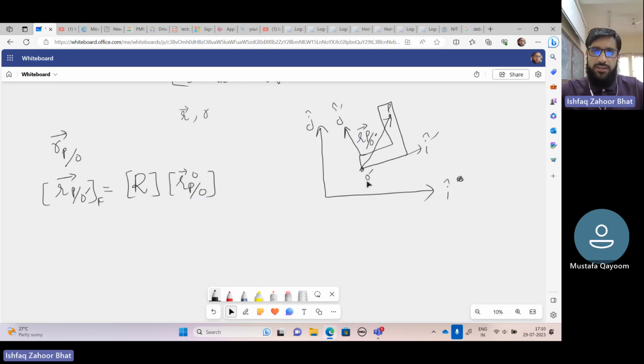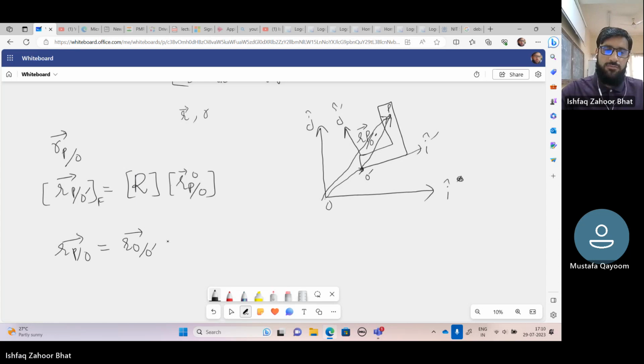So we got this vector at any time, but we didn't get this vector RP with respect to O. We didn't get this vector. Okay. But we are looking for that. So how to get it? It is not that much difficult. So we know this is our RO dash, and we want to find out basically this vector. Okay. So this vector, which is RP with respect to O, is equal to RO O dash plus RP with respect to O dash vector, isn't it?